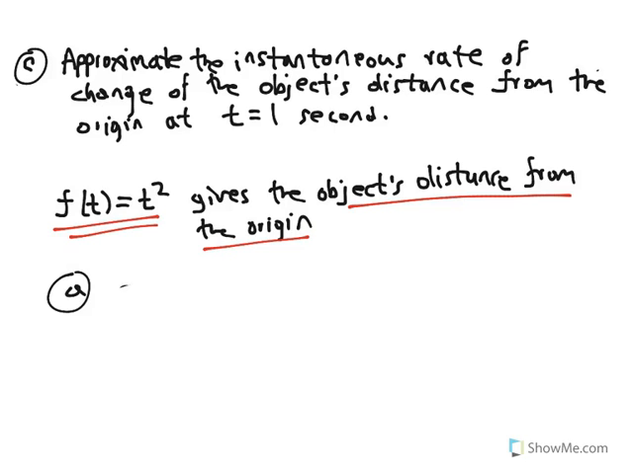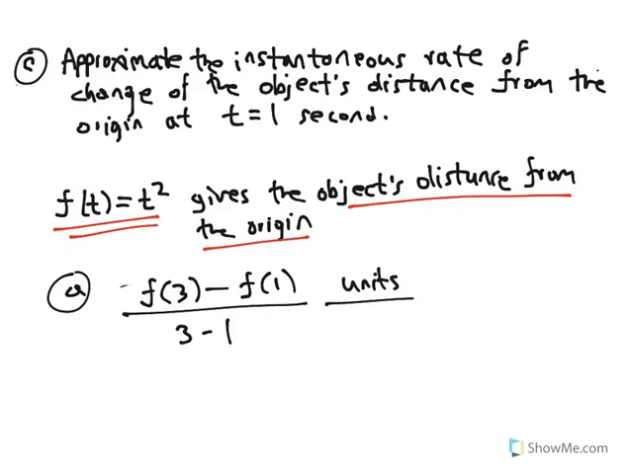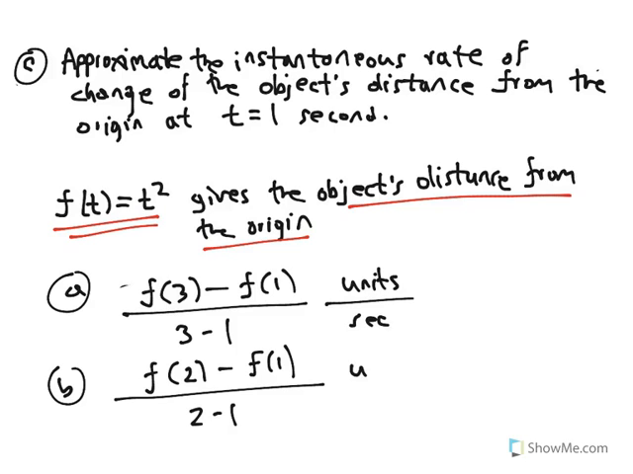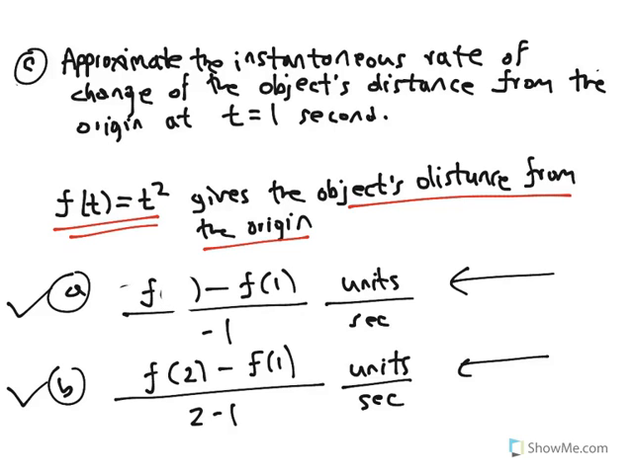So in part A, we did the change in distance from the origin divided by the change in time, and that had units of units per second. In part B, we did the change in distance from the origin divided by the change in time, and that also had units of units per second. In part C, we can generalize what we saw in parts A and B. So instead of from t is equal to 1 to 3 seconds, or from t is equal to 1 to 2 seconds, we can go from t is equal to 1 to t seconds.